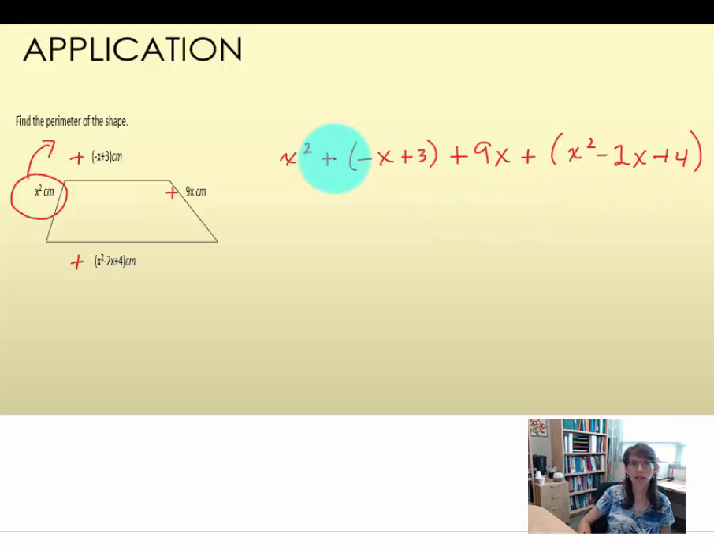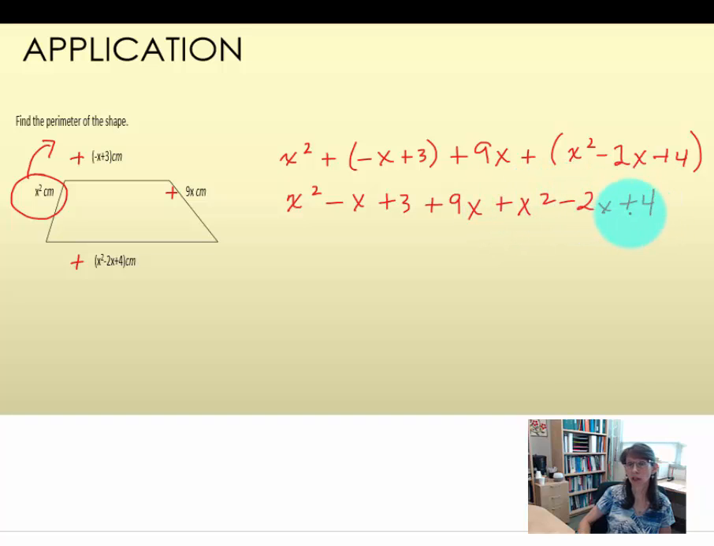So if I have a plus sign outside of the quantity, I'm distributing positive 1, that does not change the sign of anything. So I can simply remove the parentheses. X squared minus x plus 3 plus 9x remains the same. Again, I have a plus outside of the quantity, so the signs will not change.